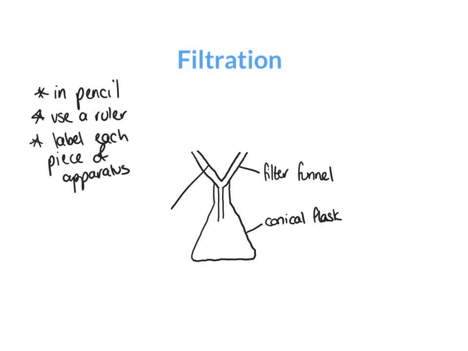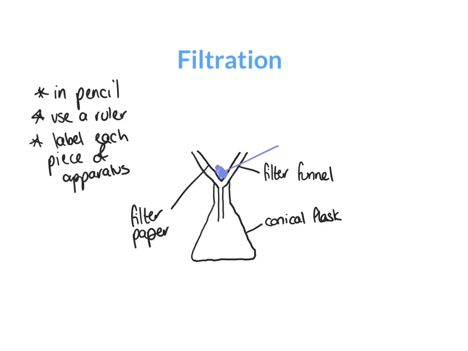So this is the filter paper. And that's your apparatus diagram done. There's only really 3 pieces of apparatus: your conical flask, your filter paper, and your filter funnel. But the other 2 things that are labelled in your other diagram are your residue and your filtrate. Again, those are 2 definitions that we've met already. But the residue is the solid that gets trapped in the filter paper.